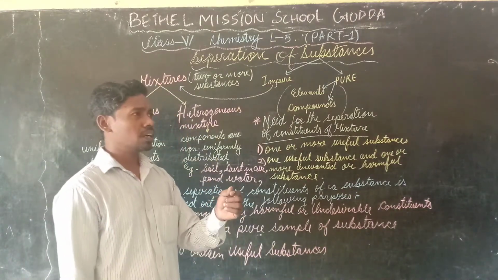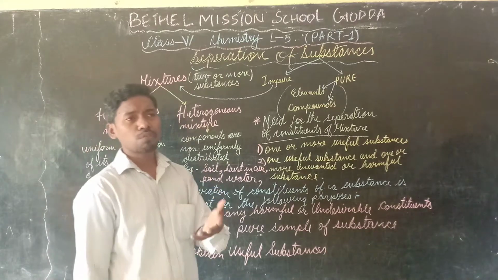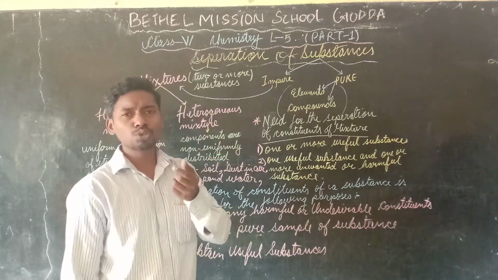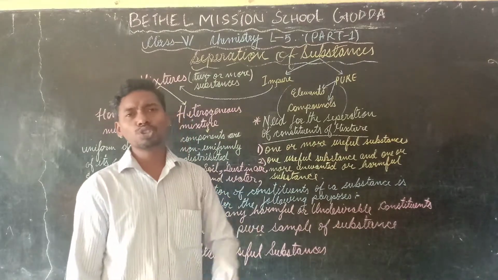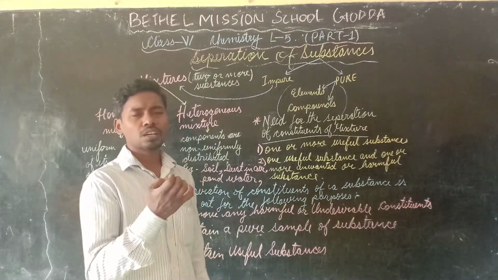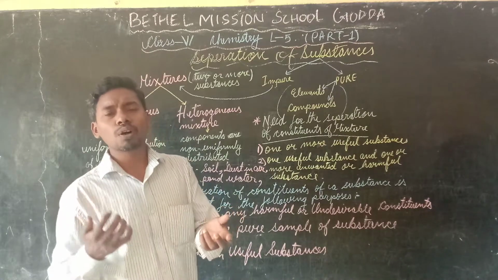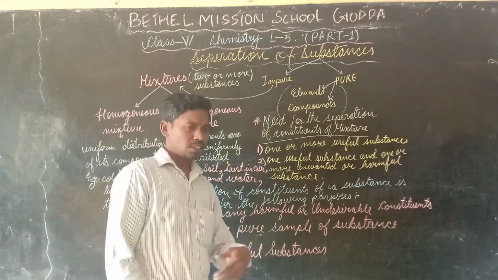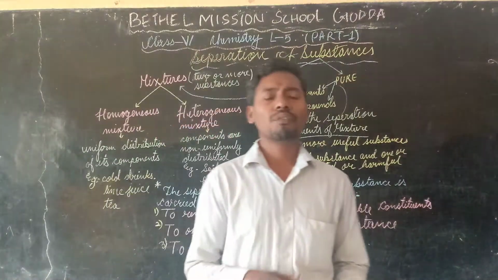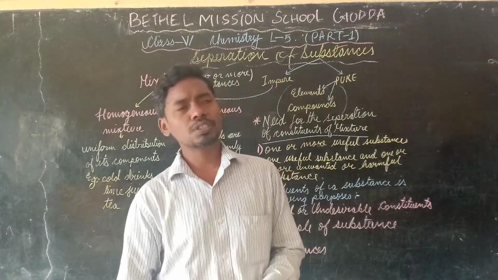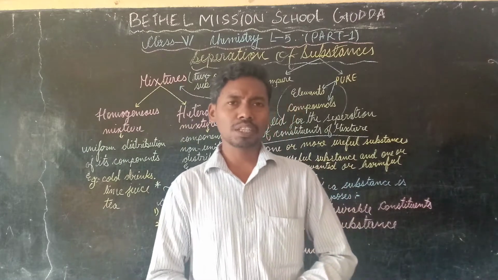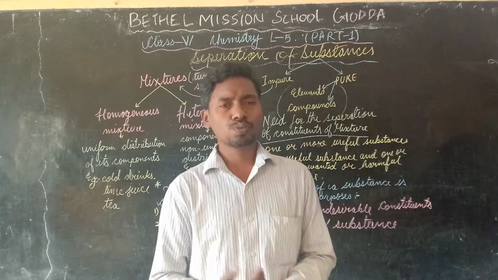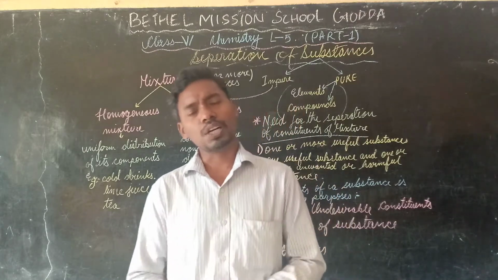Another purpose is to obtain a pure sample of a substance. For example, we get sugar from the sugarcane juice. Sugar is a pure thing. We don't want the whole juice, we want the sugar, so we take it out from the sugarcane juice. Similarly, to obtain the useful substance, sometimes harmful substances are present, meaning unwanted substances, so we need to separate the useful substance from them.